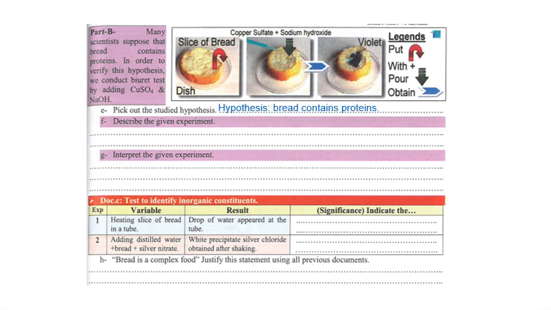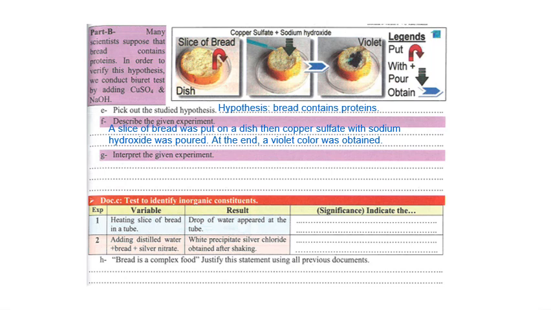Always when we describe, we have to use past tense and we have to use the legend in front of us. Look at the arrows and use their meaning. So we say, a slice of bread was put on a dish, then copper sulfate with sodium hydroxide was poured. At the end, a violet color was obtained.